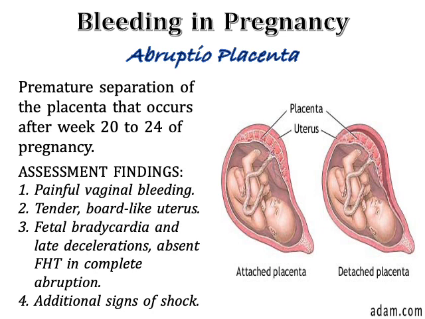The next is abrupt placenta. This is premature separation of the placenta that occurs after week 20 to 24 of pregnancy. Unlike in placenta previa, in a premature separation of the placenta, it appears to have been implanted correctly. Nasa upper posterior part naman siya ng uterus, but suddenly, it begins to separate and bleeding results. Now, this is an obstetric emergency.